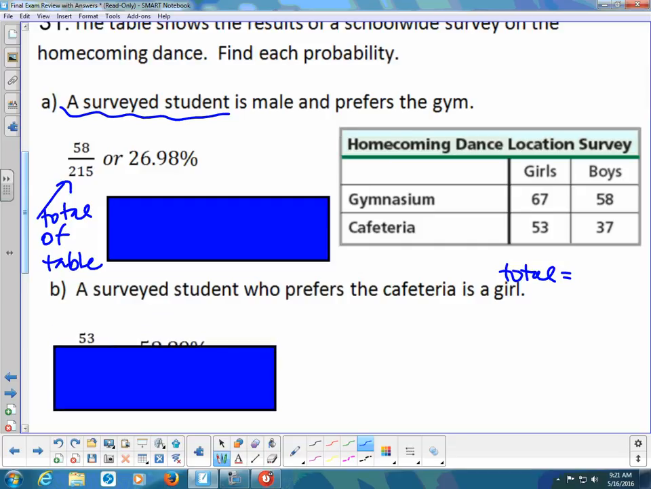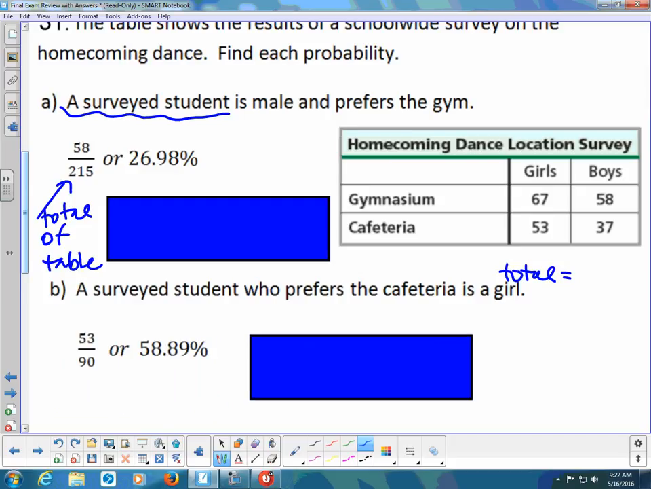Now, let's talk about the denominator. It doesn't just say a surveyed student, it's a surveyed student who prefers the cafeteria. So I'm not asking of everybody. Over 90. It would be over 90. You're right. 53 plus 37. So since it says cafeteria prefers that, you're limiting yourself to just this row in the table. So your total just comes from there.